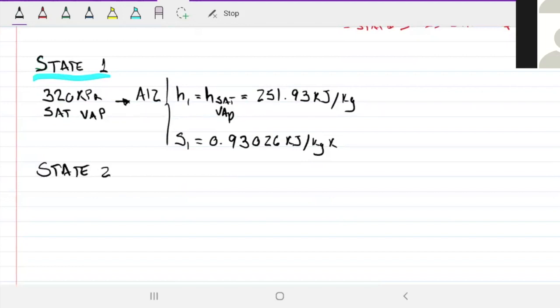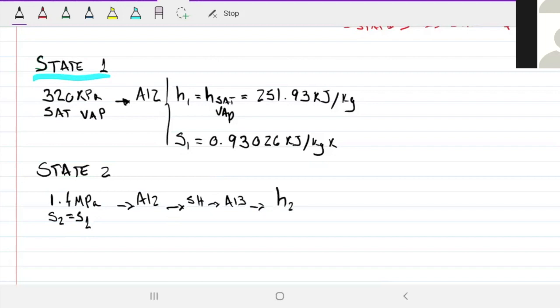So let's take a look at state 2. In the problem, we have the 2 limits on pressure, right? 1.4 megapascals on one end, and 0.32 megapascals on the other end. So 1.4 megapascals over here, and s2 equals s1. So we have 2 properties for it. That's all we need. And we're going to do that little dance we always do, go to A12, and you're going to see it's superheated. So we go to the superheated table, and we can grab h2, and h2 is 282.6.